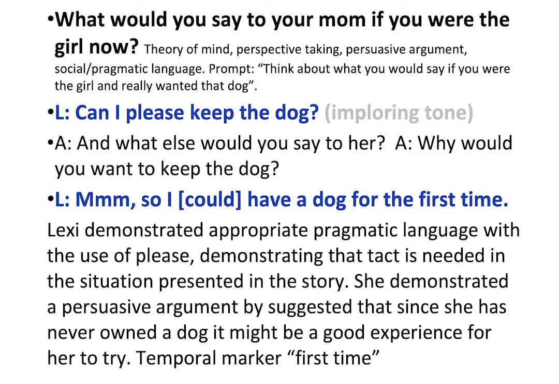Can I please keep the dog? And her argument, that's persuasive with the imploring tone. I'm being so adorable. And also, I could have a dog for the first time. Again, the temporal marker, first time, this poor kid. Of course, Lexi and her brother convinced their mom and their dad to give them a dog way before this. They know how to be persuasive, those two.